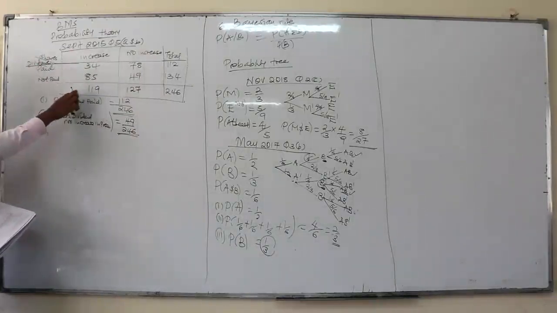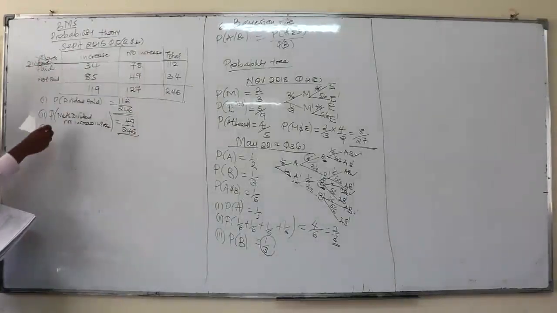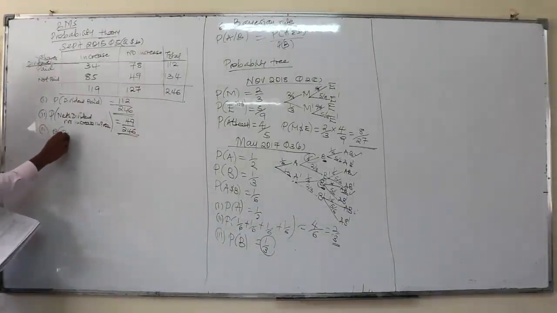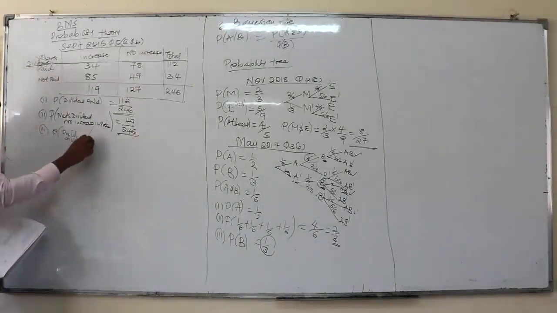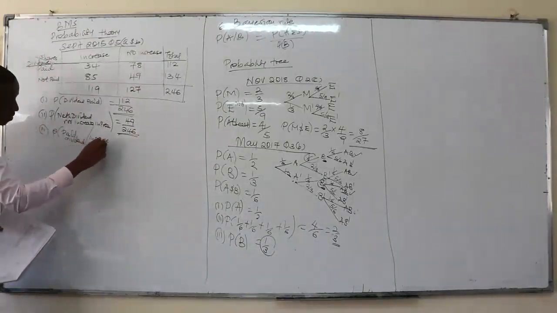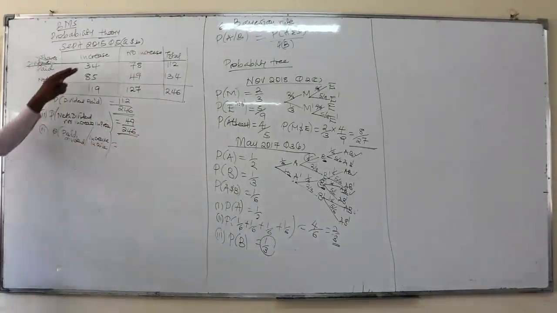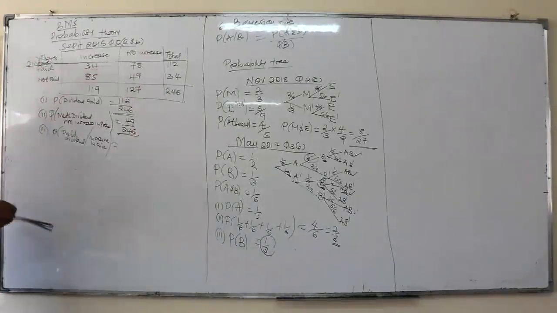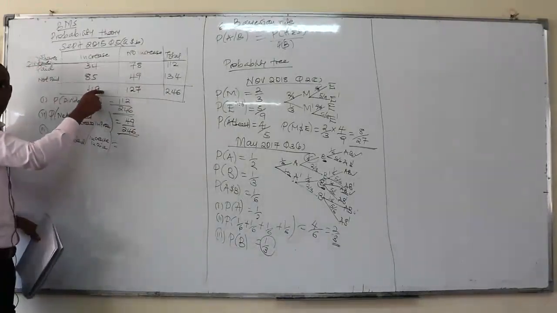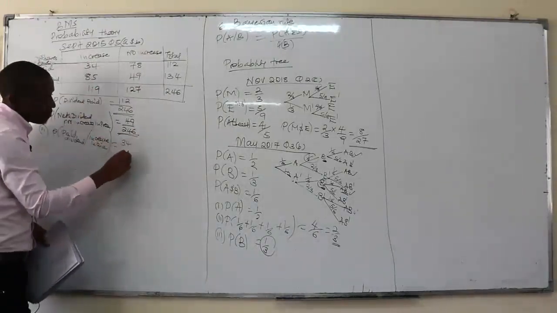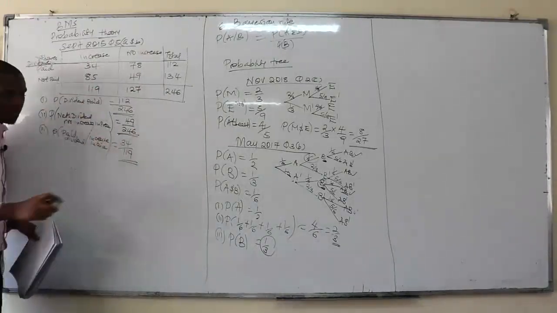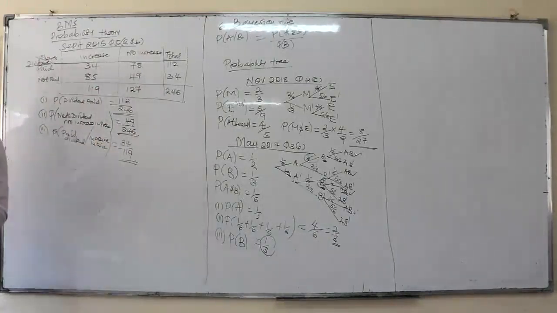They paid dividend, and there was an increase in price. So in that case, given an increase in price, it is 34 over 119. And then the last one: a selected share either increased in price or paid dividends or both.